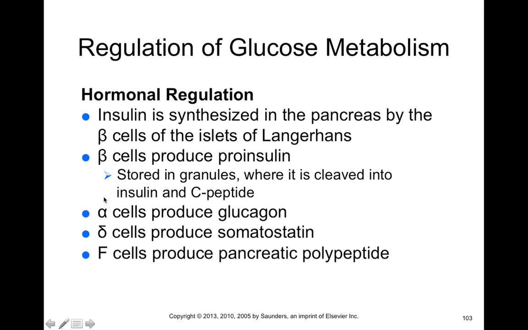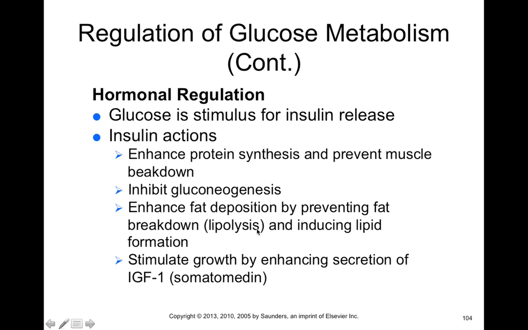We'll talk about that. Now we know that the alpha cells produce glucagon, and glucagon antagonizes insulin by stimulating gluconeogenesis, remember, to make new sugar, or glycogenolysis, which means to break down glycogen into glucose. Now, our delta cells produce somatostatin, which actually inhibits glucagon and insulin, and then F cells produce pancreatic polypeptide, which plays a regulatory role by also inhibiting somatostatin.